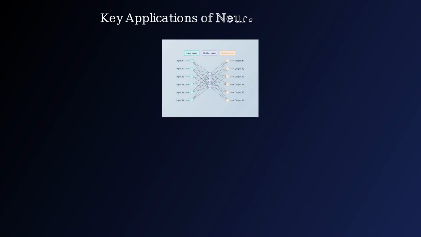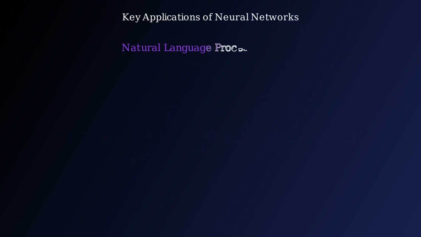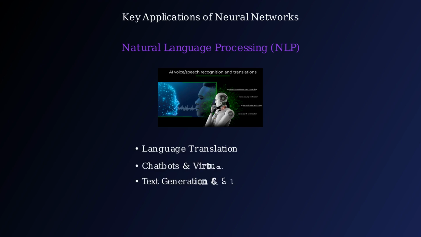Neural networks are revolutionizing numerous fields with their ability to learn patterns and make intelligent decisions. In natural language processing, neural networks power language translation systems, converting text between languages while preserving meaning and context. Neural networks also power speech recognition systems and conversational AI like chatbots and virtual assistants.